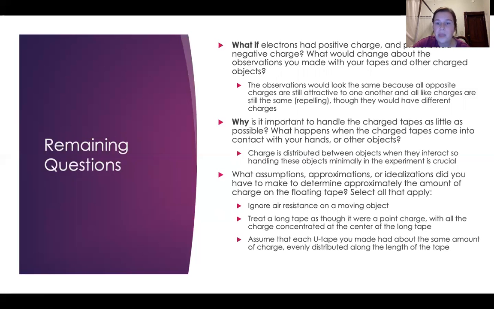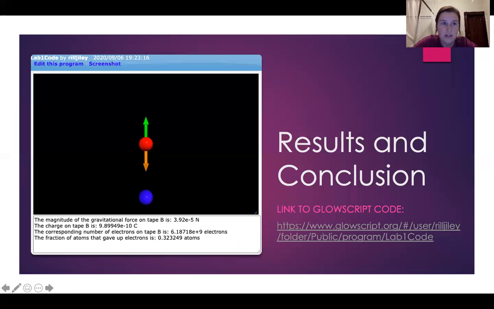In terms of assumptions I made, I ignored air resistance on a moving object, specifically for the floating piece of tape. I also treated the long piece of tape as though it were a point charge with the charge concentrated at the center of the long tape to make the free body diagram simpler to evaluate. And I also assumed that the U-tape that I had made was about the same charge, because that made determining the charge of a specific one a little bit easier. So I demonstrated all of that in my GlowScript code here.